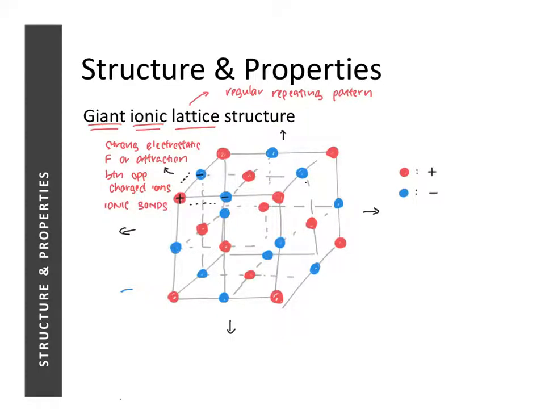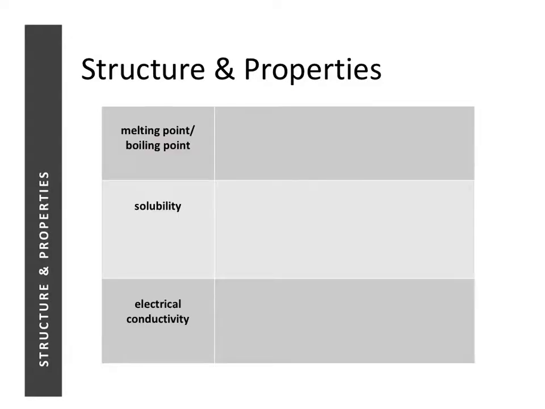Now based on the fact that they are strong, you can imagine that the ions are very strongly attracted to one another, so it will require a lot of energy to separate them apart. With that concept in mind, that will help us predict some of the properties that we're going to see later. So as mentioned, there are properties that we are interested in: melting point, boiling point, solubility, and electrical conductivity.